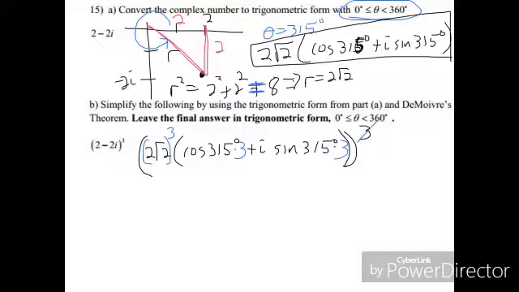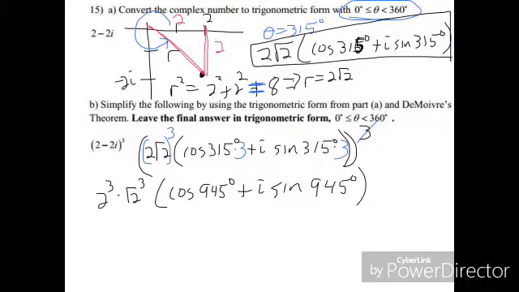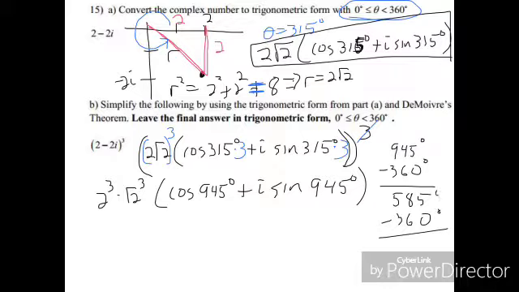This will give us 2 cubed. We can distribute the 3 and get 2 cubed and square root of 2 cubed. We'll work that out as we go on. Cosine 315 times 3 is 945 plus i sine 945. Alright, so now if we take 945 and subtract 360 so that we can get back to a regular answer, calculator, 945 minus 360 is 585. And subtract another 360 from that, 225.